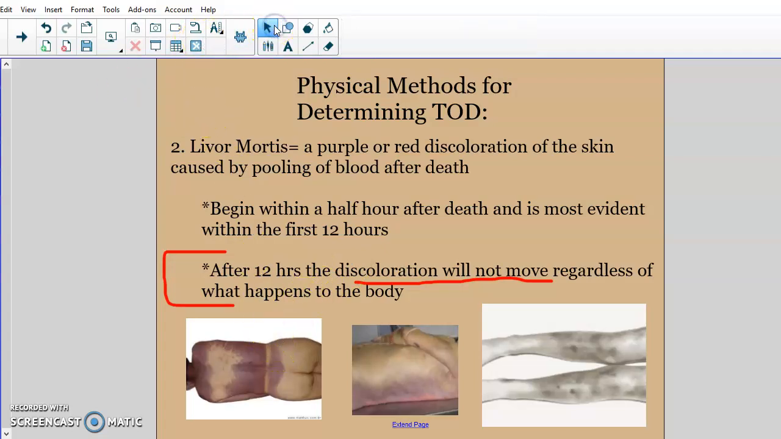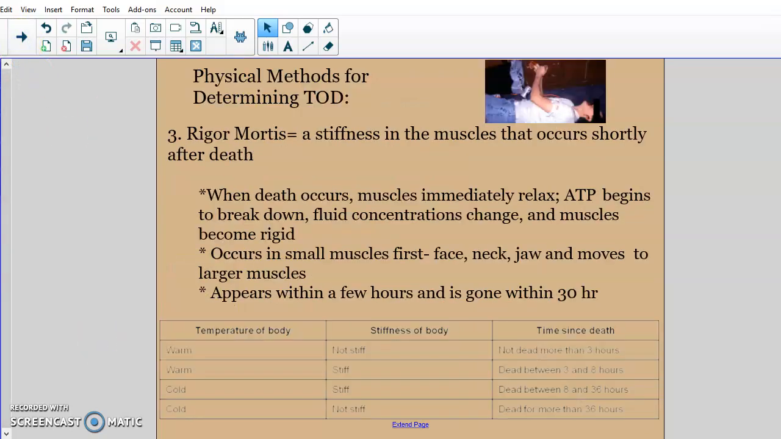So that is the second physical method. The third physical method is rigor mortis, which I'm guessing almost all of you have heard. It's the stiffness in the muscles that occurs shortly after death. So it's basically when your muscles stiffen up right after you die. It's kind of a weird thing to see.